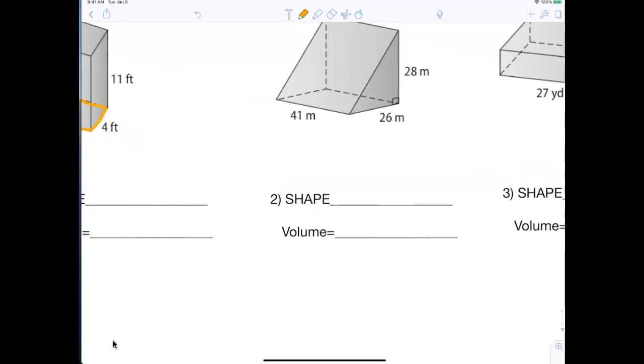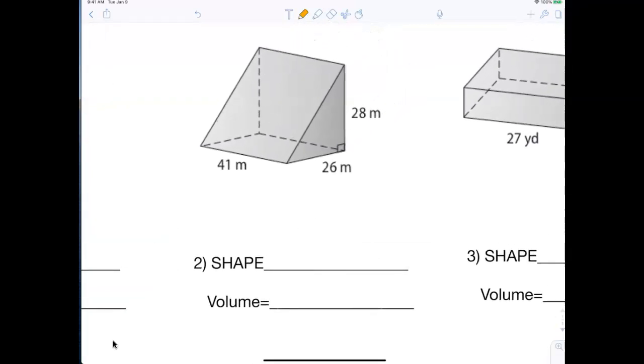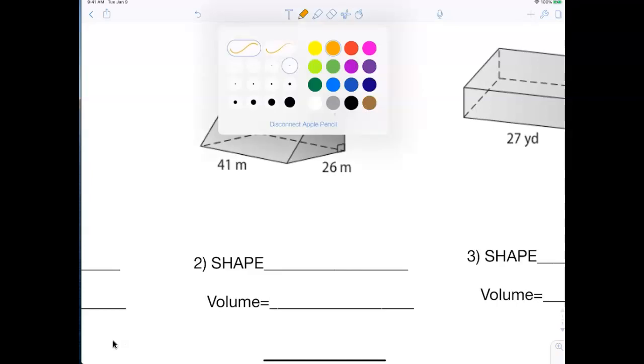Triangular prism. It's called a triangular prism because the base is a what? The base is a triangle. Now, I want to ask you a question. Does the prism always sit on its base? No. And we can see that right in question number 2.